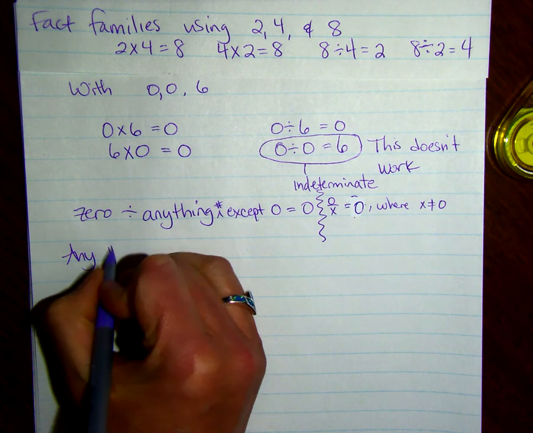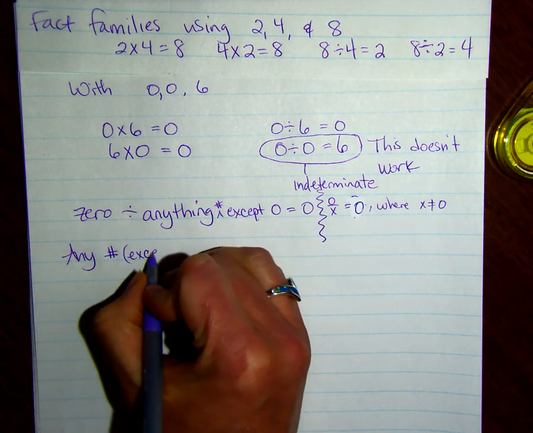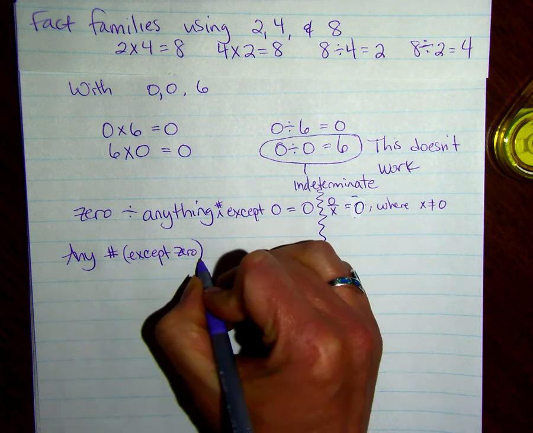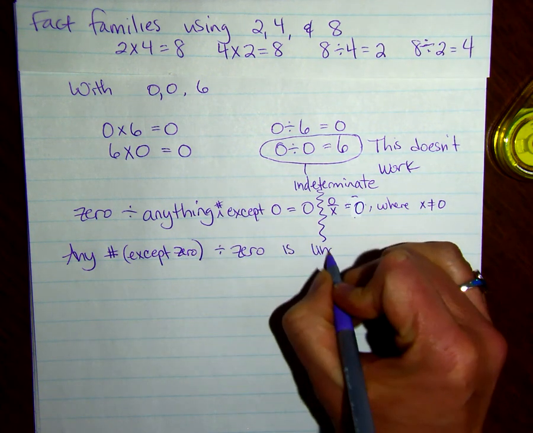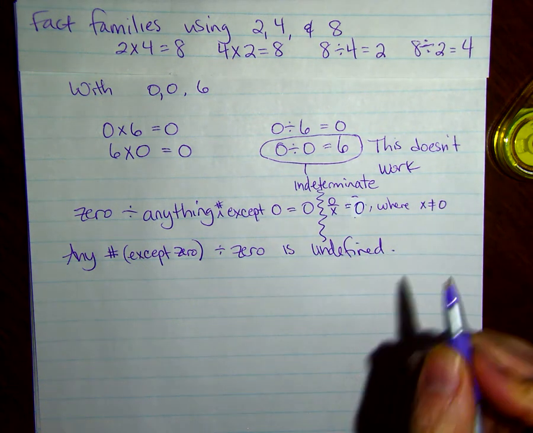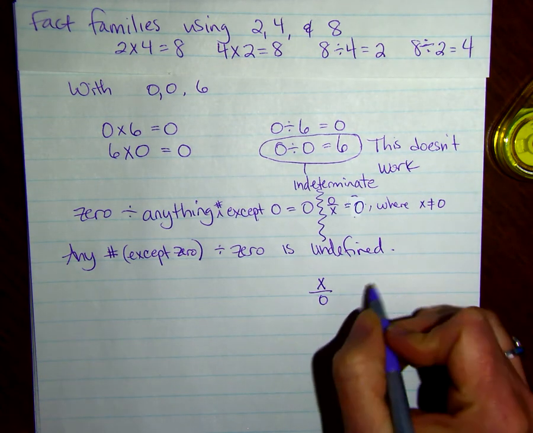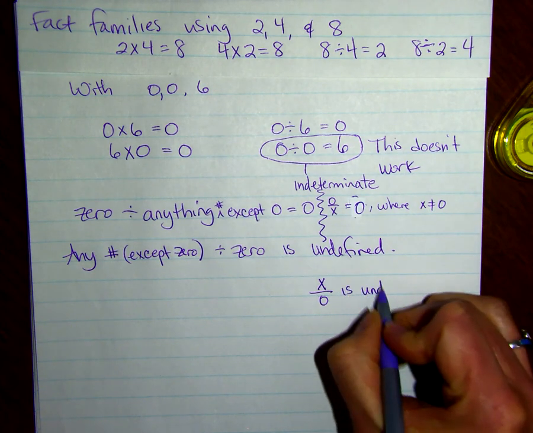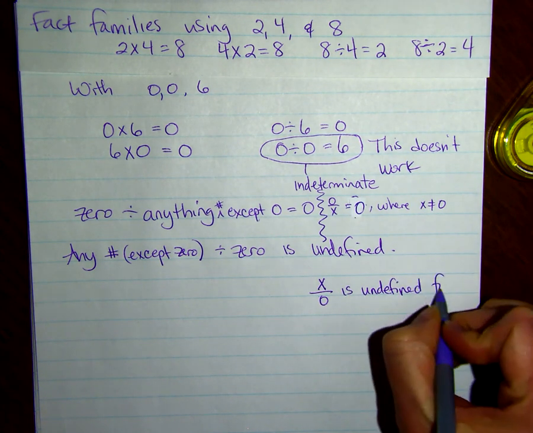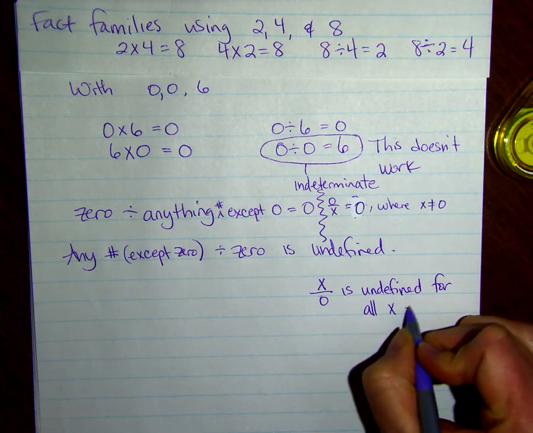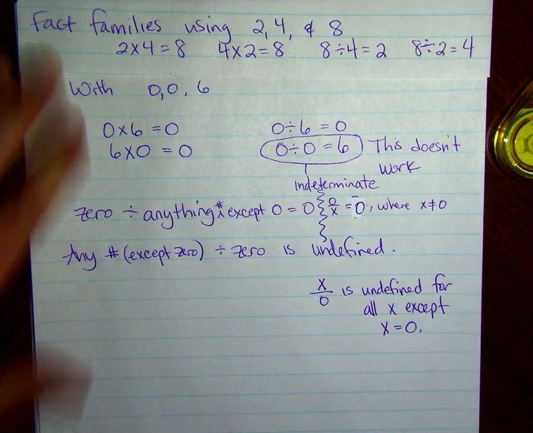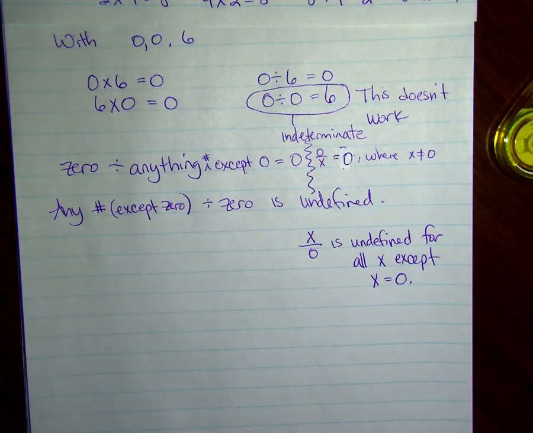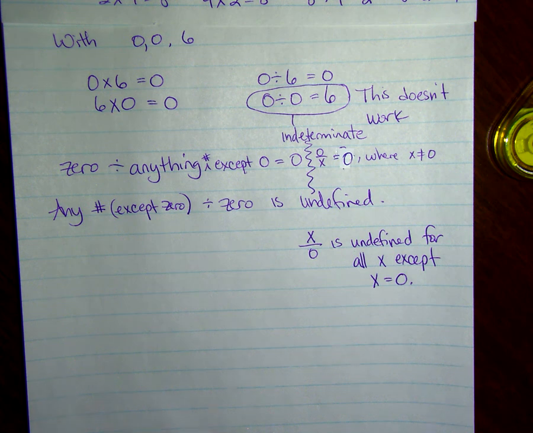So any number except 0 divided by 0 is undefined. So we could say x divided by 0 is undefined for all x except x equal to 0. So it cannot equal 0. Otherwise, it would be called indeterminate, which is a different vocab word. Okay, that's the end of the lesson.